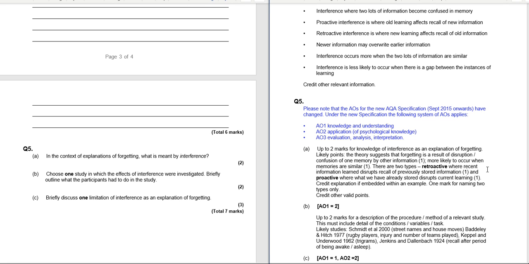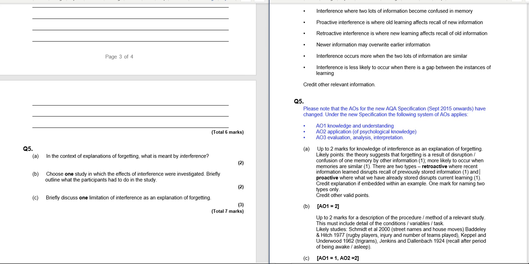B. Choose one study in which the effects of interference were investigated. Briefly outline what the participants had to do in the study. Now, this is a question before, again, it was examined, and I don't think you'd actually get a question that is worded like that anymore, but we'll go through it anyway. I think you're more likely to get outline one study in which the effects of interference were investigated, briefly outline what the participants did and what we found. That's more likely to be the question now, and 4 marks as well.